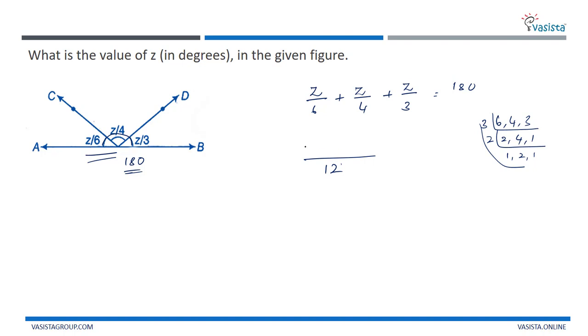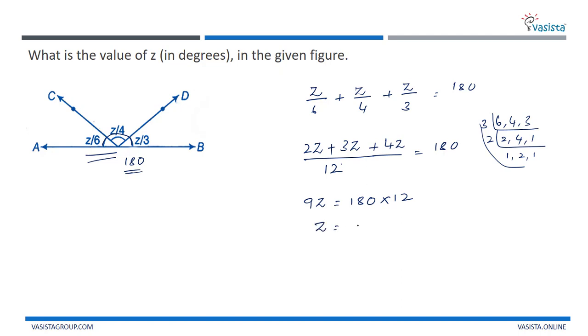6 2s are 2z, correct? Plus 4 3s are 12, that is 3z, plus 3 4s are 12, so 4z, is equal to 180 degrees. So 4 plus 3 is 7, 7 plus 2 is 9z, is equal to 180 degrees into 12, right?